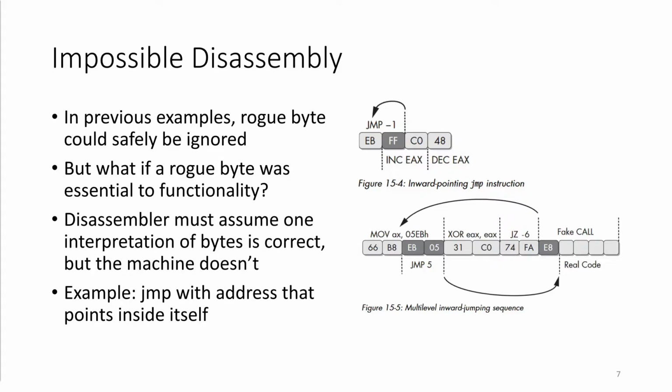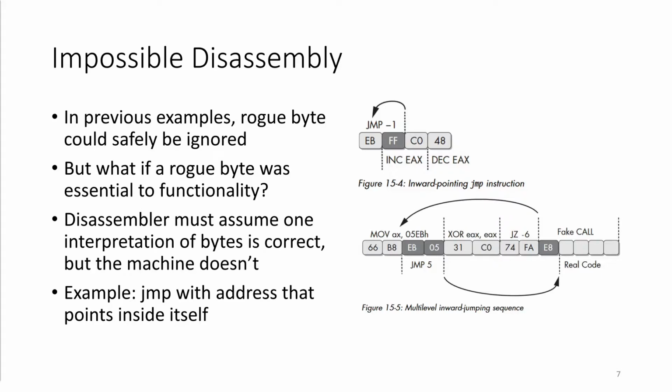Consider the snippet in figure 15-4. When the machine is running this, it first interprets the jump instruction, then the jump -1 instruction, stepping back 1 byte, then reading inc EAX, and finally dec EAX. This is a valid series of instructions, though ultimately useless. These can be placed anywhere throughout a binary to confuse the disassembler, since it can't display more than one interpretation at a time, and that disrupts the chain of validly disassembled bytes.